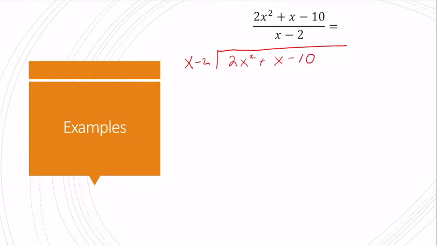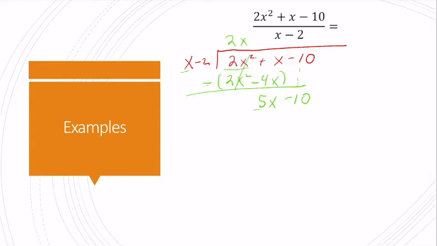So the first thing I do is I say, okay, what do I multiply x by to make it look like 2x squared? Well, that's going to be 2x. 2x times x is 2x squared. 2x times negative 2 is negative 4x. I then go ahead and subtract. My first term is going to cancel. I have minus a negative 4x, that's really plus 4x. So I'm left with 5x, and I pull down my next term.